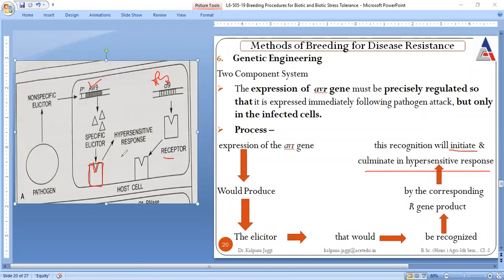That means the cell that was otherwise going to die in 5 years will die in a few minutes, or in a few weeks, right? This is said to be a two component system.